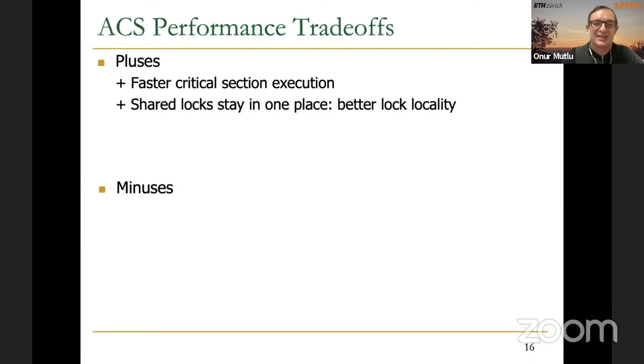So you can make it large. As a result, shared locks stay in one place. So you get better lock locality because shared locks stay in the caches of the large core. And hopefully the large core has large caches as well, right? So you get benefits on better lock locality.